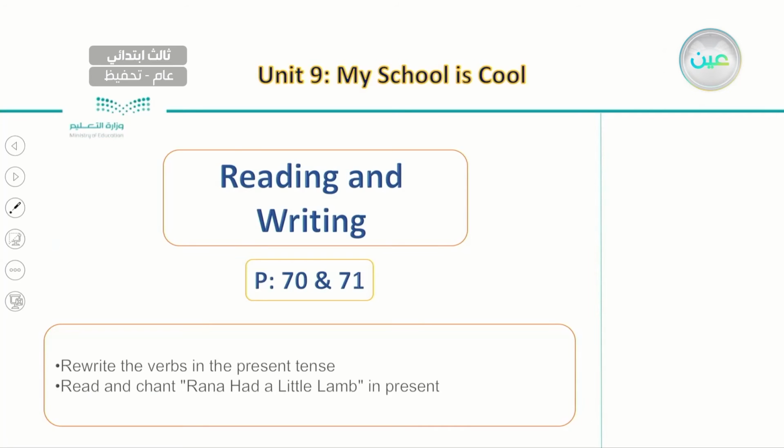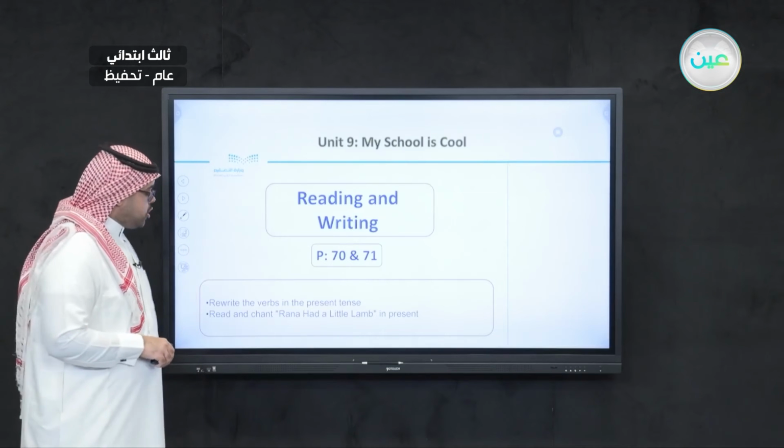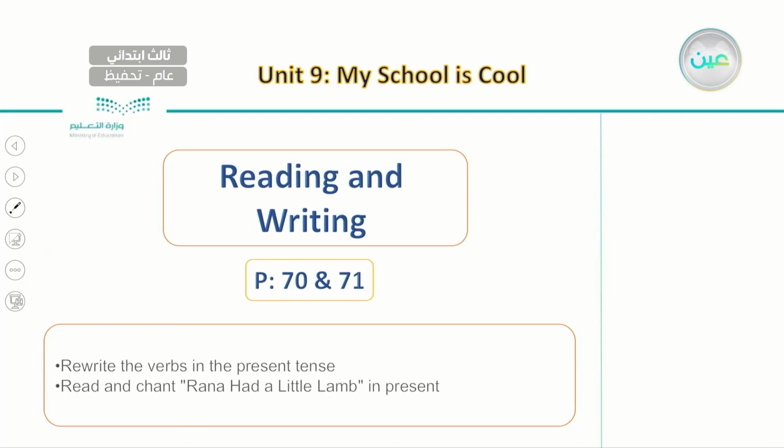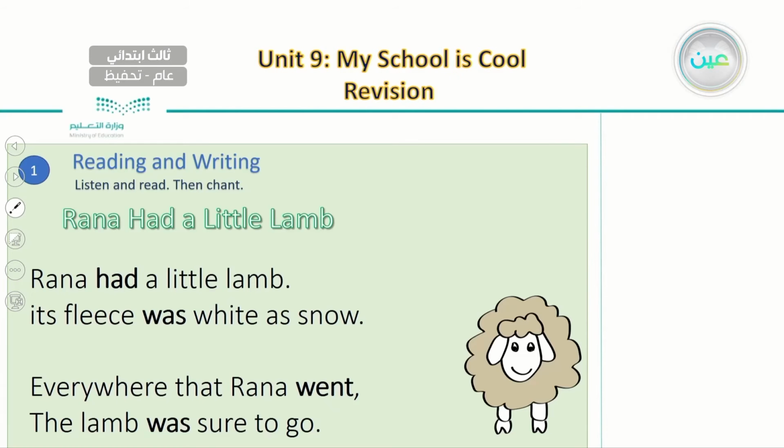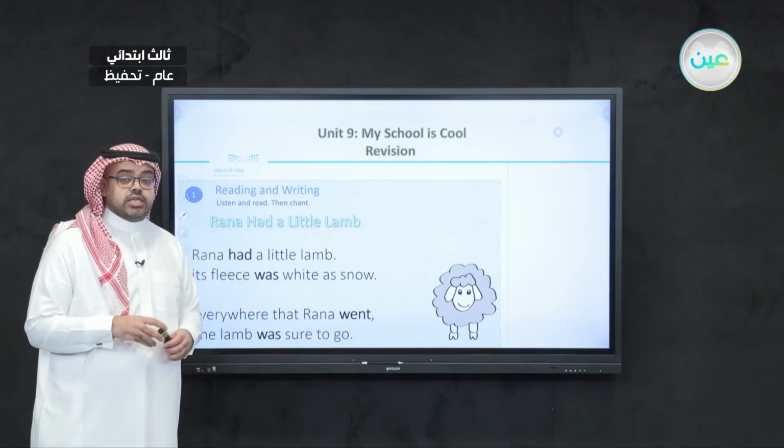And after this, we had the lesson of reading and writing on pages 70 and 71. And our goals with this lesson were to rewrite the verbs in the present tense and also to read and chant Rana Had a Little Lamb in the present. So what we did is that we listened to a chant in the past that is called Rana Had a Lamb.